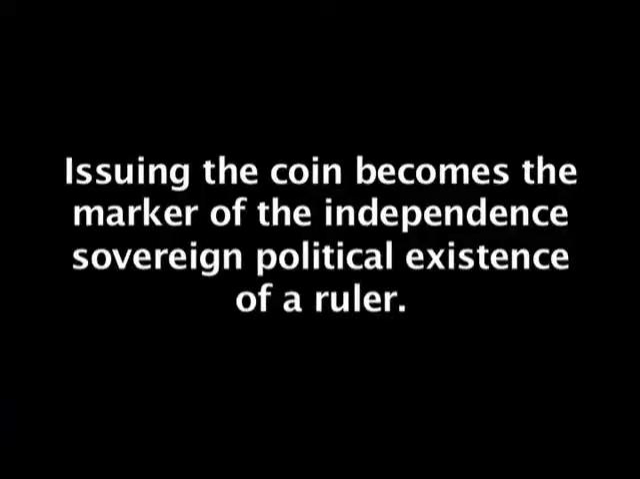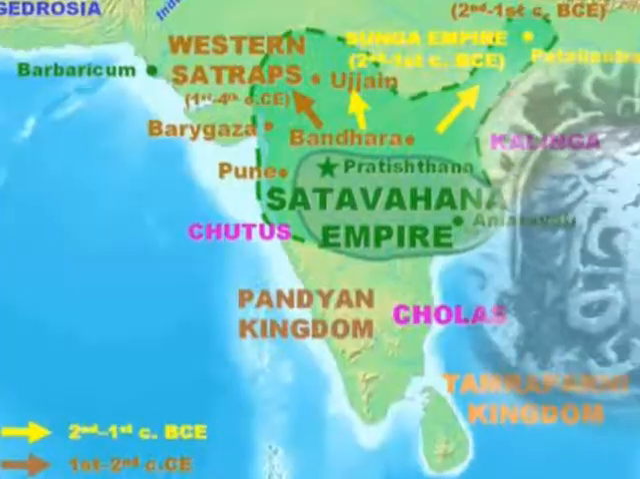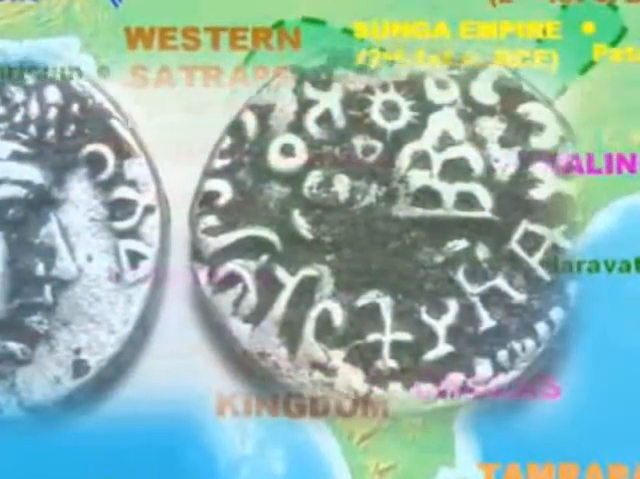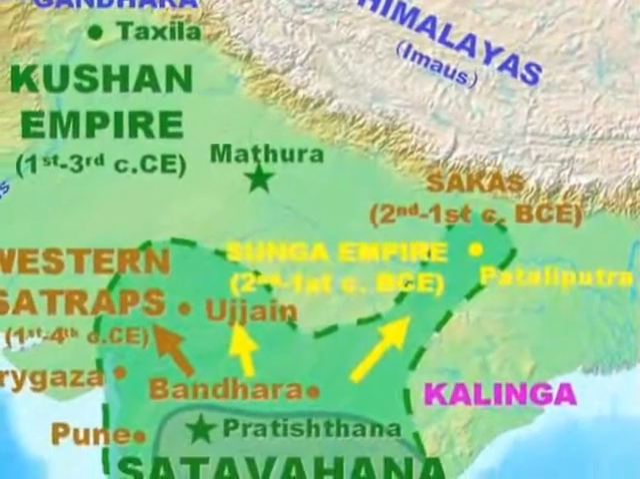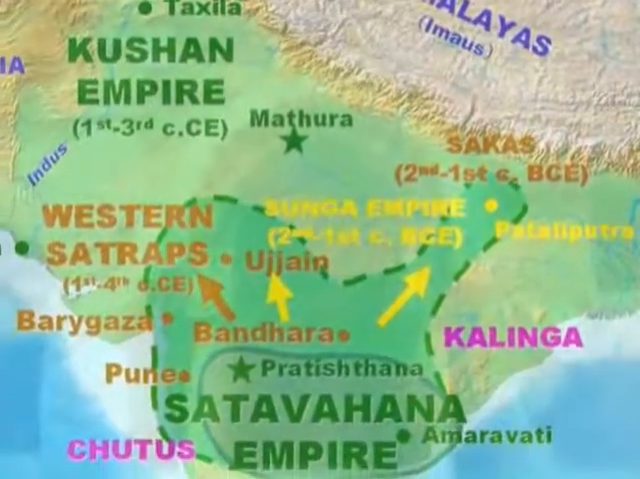Sometimes political history is also enlightened by the use of coins. In fact, issuing the coins becomes the marker of the independent sovereign political existence of a ruler. Take for example, in the 1st century AD Deccan, the Satavahana ruler Gautamiputra Satakarni had a resounding victory over his arch rival, the Shaka ruler Nahapana. This is mentioned in his inscription, an inscription like a prashasti.